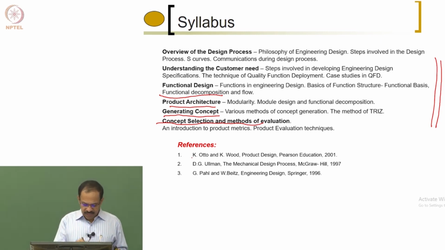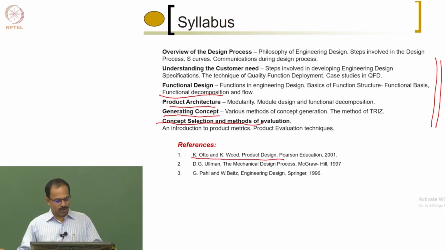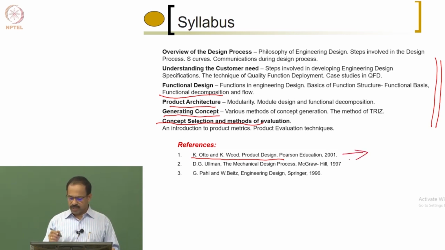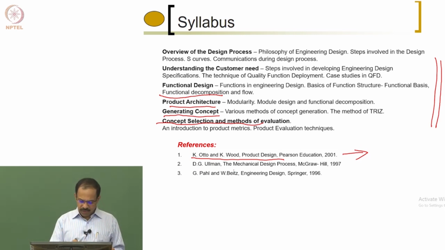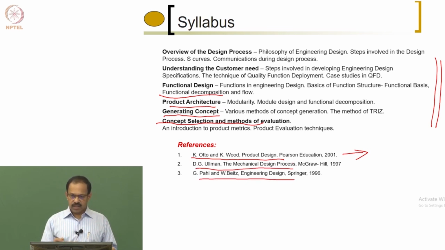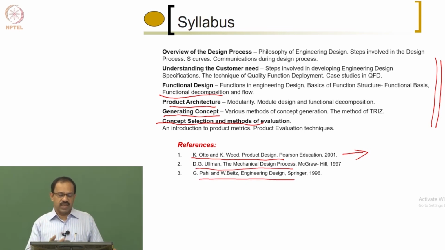The reference book that I will be following is K. Otto and K. Wood's book on product design. It has got an Indian edition, so if you are interested, you can buy one copy and keep it. It's a good book which will be useful for you later also. There are other reference books also, like Ullman, The Mechanical Design Process, and Pahl and Beitz, Engineering Design. Whenever I use these reference books for some chapters, I will mention that, so that you can go through that book also. It is better to have the first book as a personal copy, so that you will be able to refer to it whenever you need.